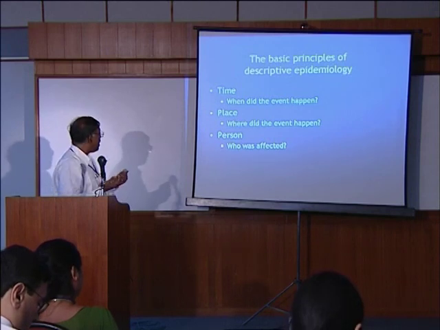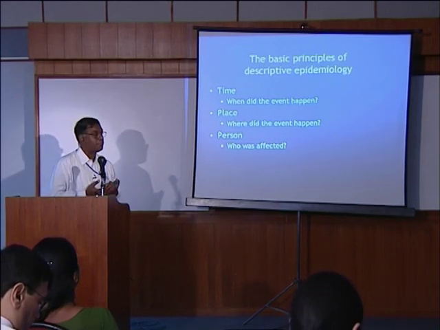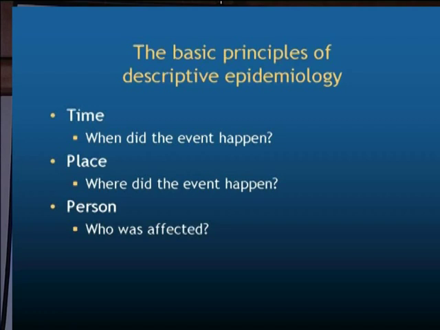Time deals with when it happened. Place deals with where it happened. And person is who was affected. Just imagine, if you can get an answer to all these questions, you know something about what's happening in that particular area. You can describe that event very well: such and such a thing happened here, and so and so were affected. You see whether there was some clustering in one particular ward of a town, or whether certain villages are affected, whether children or elderly people are affected. All those things can be described. Before you form a hypothesis, you need to have a complete description of the event.